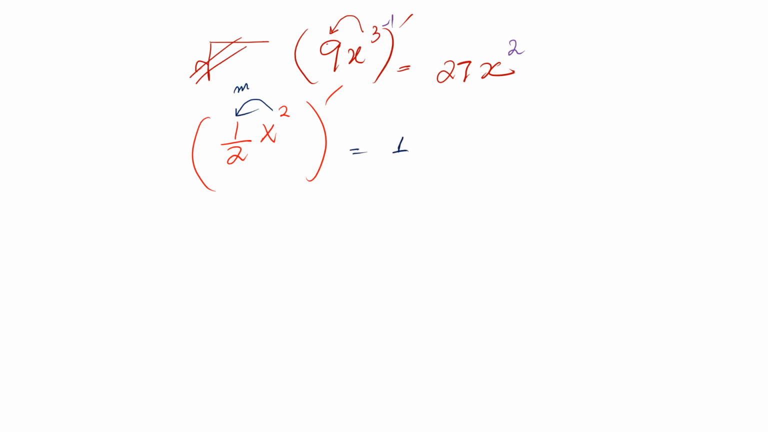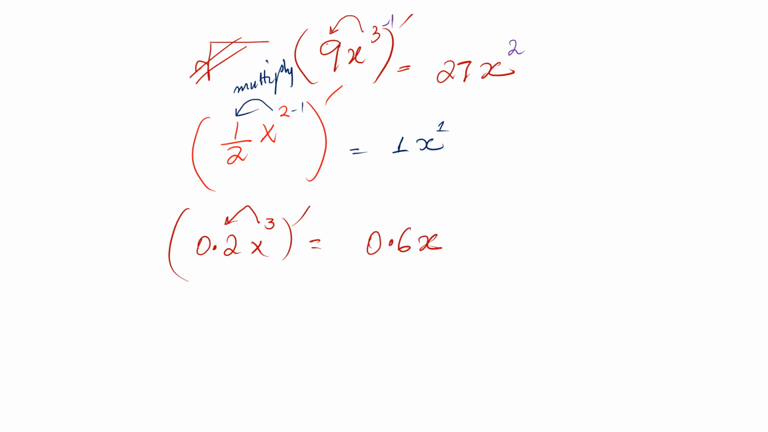So you are multiplying only. So 2 times half gives you 1x, and then 2 minus 1 will give you power 1. And we don't write the power 1. Now what will happen if you have 0.2x to the power 3? So again multiply the 3 with 0.2. You will get 0.6x, and from the power minus 1, that will give you 2.